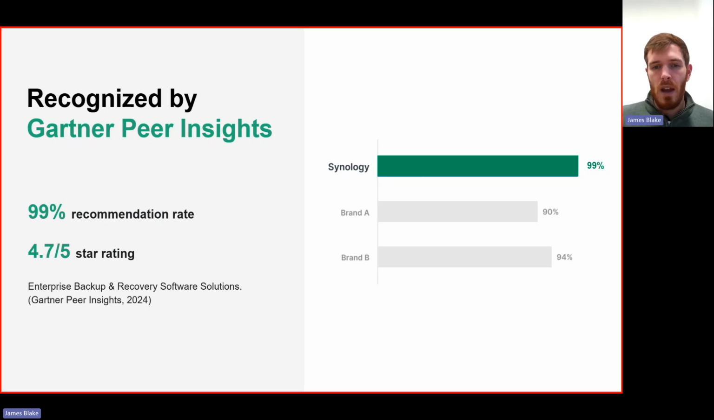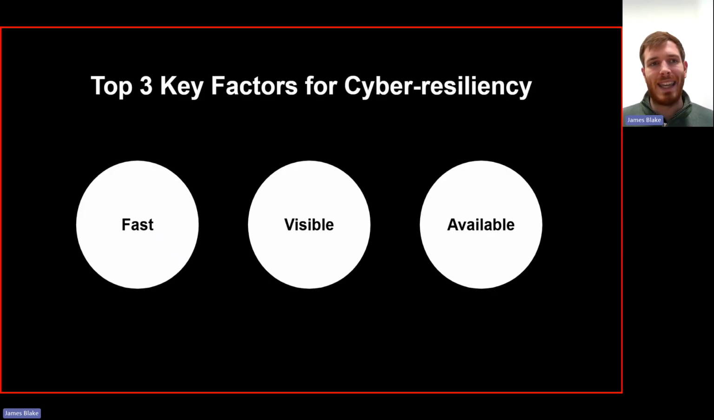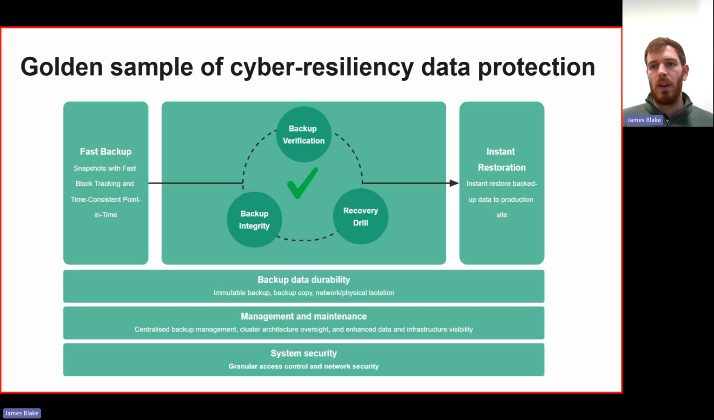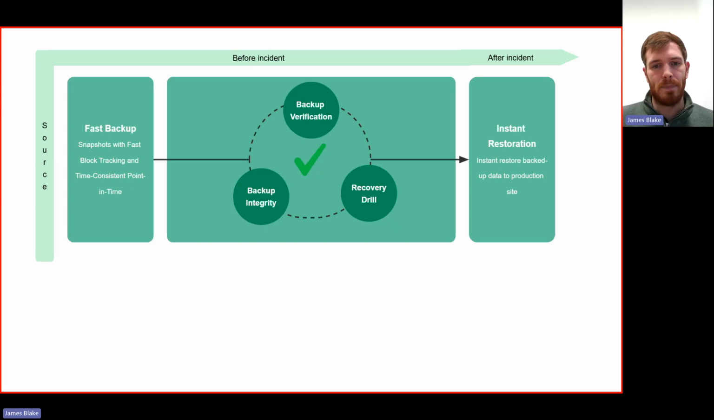Because of this, we've been trying to build up a really effective cyber resiliency plan. We've whittled it down to three key ideas. First and foremost, we need to be fast, we need to be visible, and we need to be available. We'll cover a little more on each of these in a minute. But if we take a more in-depth look at the solution as a whole, there are a few more aspects we need to think about. So obviously fast backup and restoration, data durability, but we'll take it one step at a time.